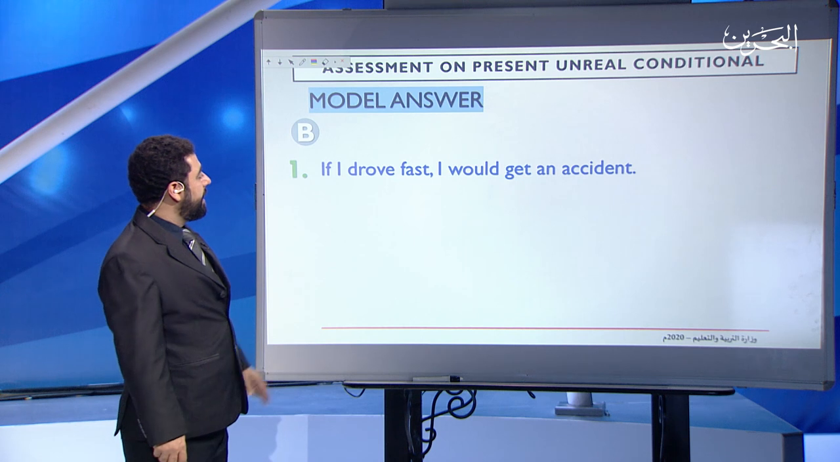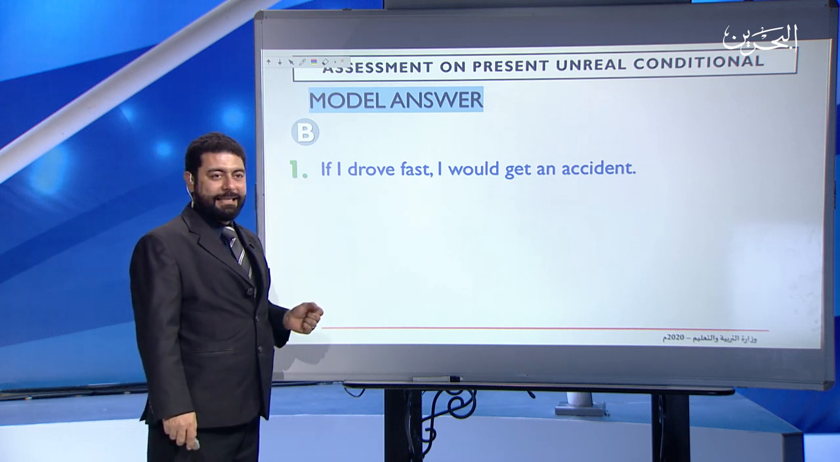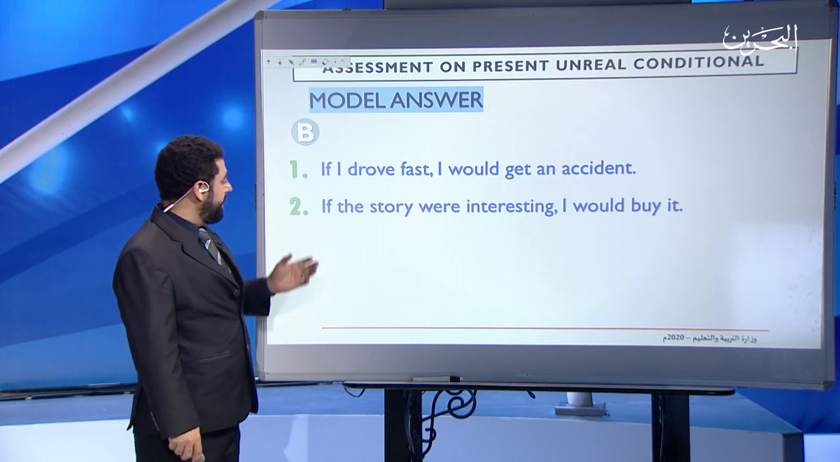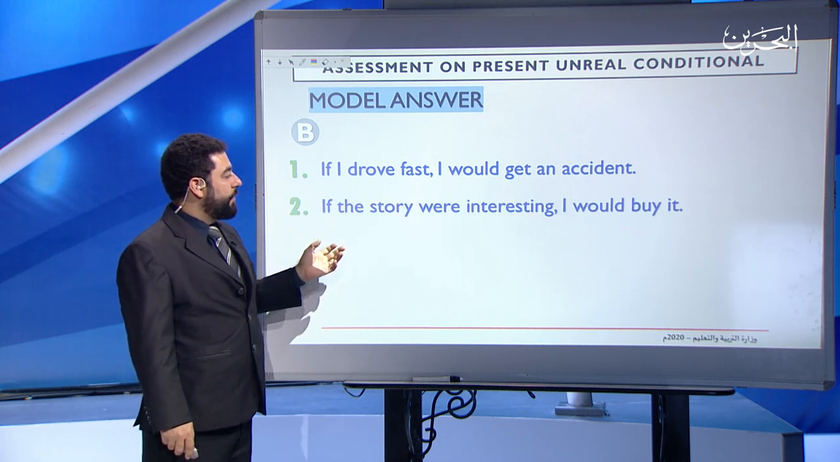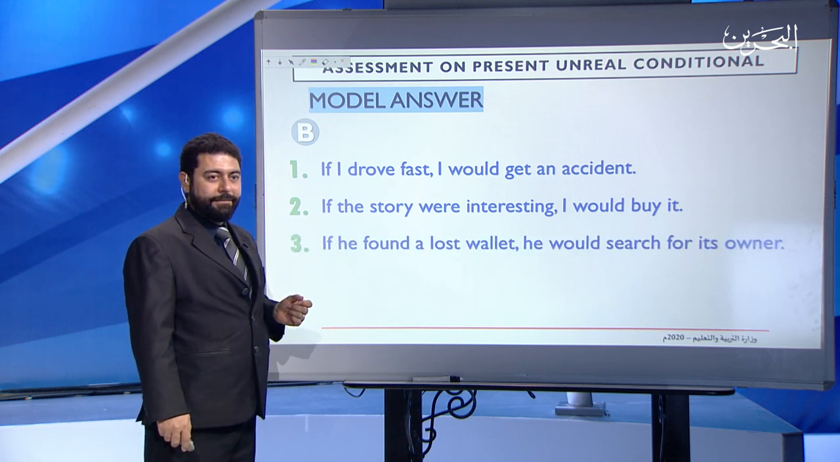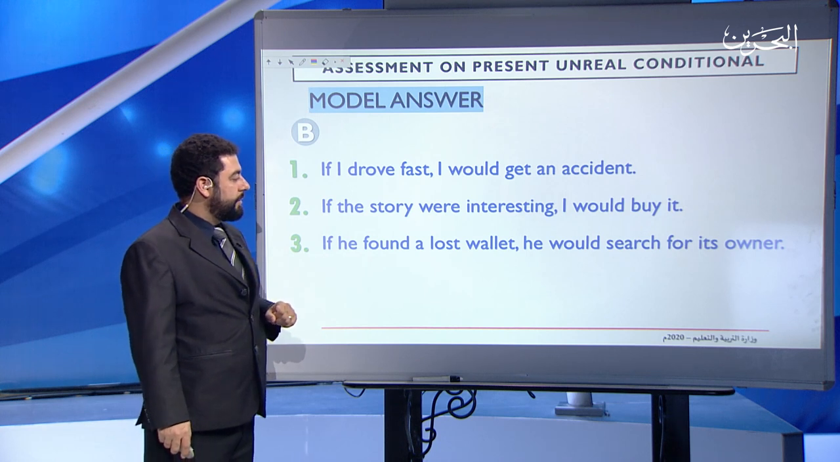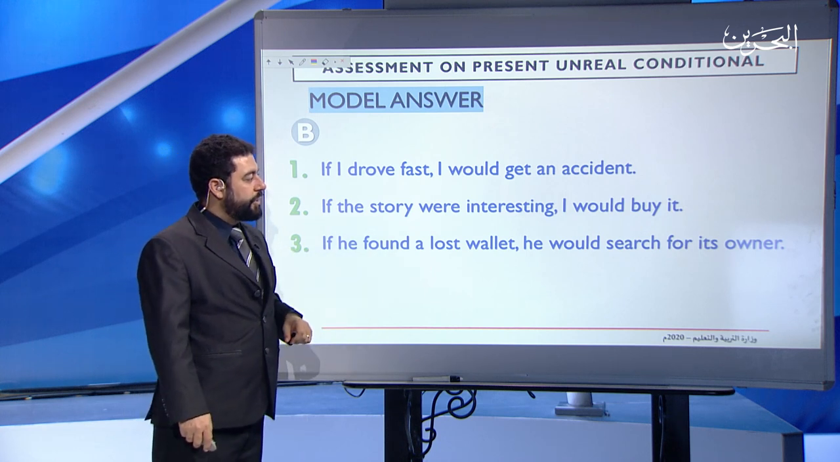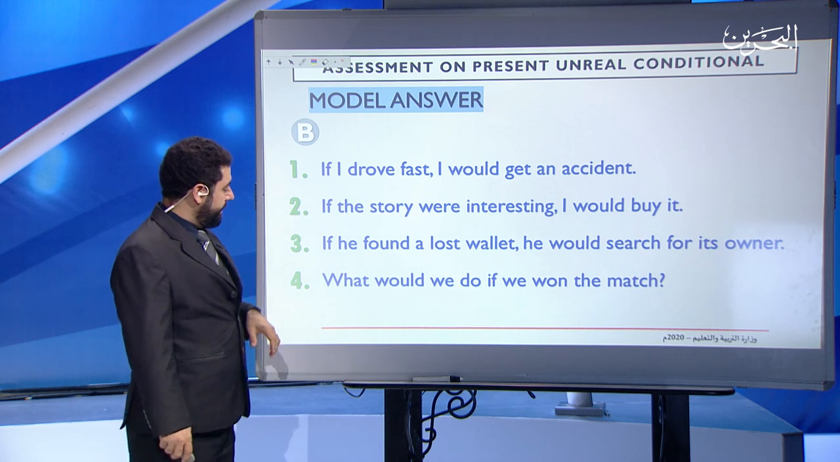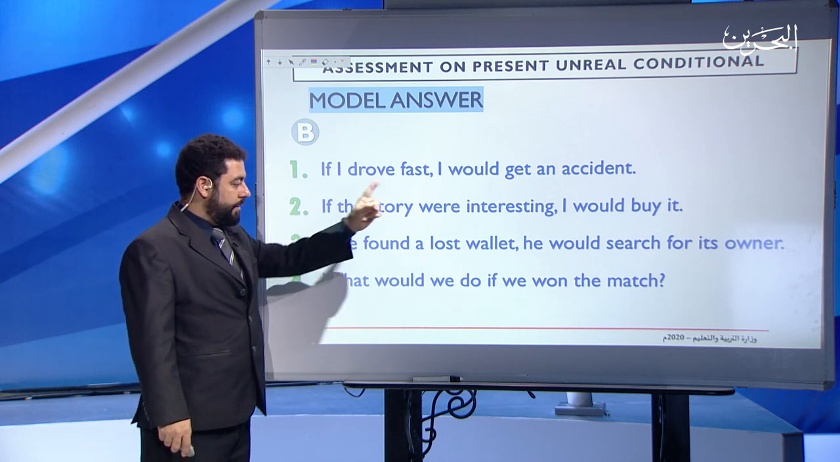So the first one, if I drove fast, comma, I would get an accident, full stop. Two, if the story were interesting, okay, comma, I would buy it. Three, if he found a lost wallet, he would search for its owner. Four, what would we do if we won the match, question mark.